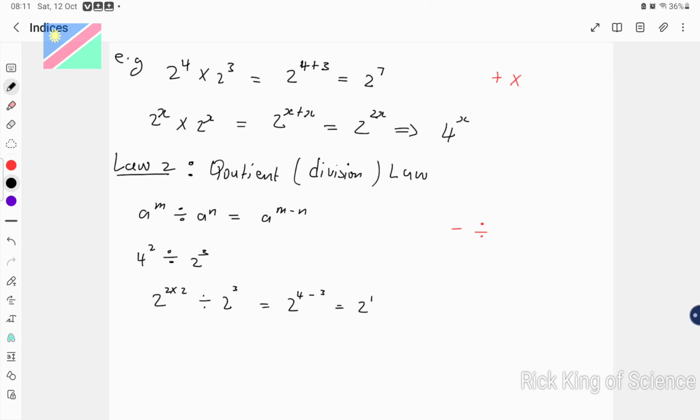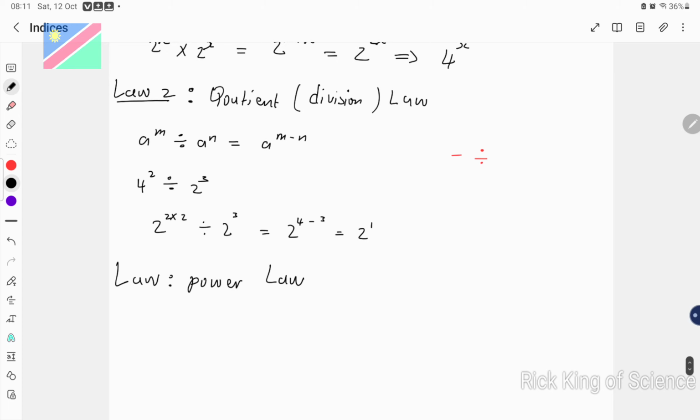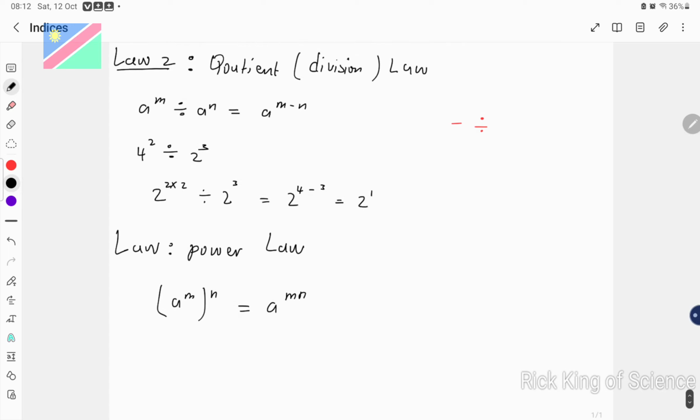Let's go ahead. Law 3 is called a power law. Let's say I have something like a power m, and outside the bracket there's a small n. That means n is also an index. So this one you simply multiply the index: a power mn, or m times n.